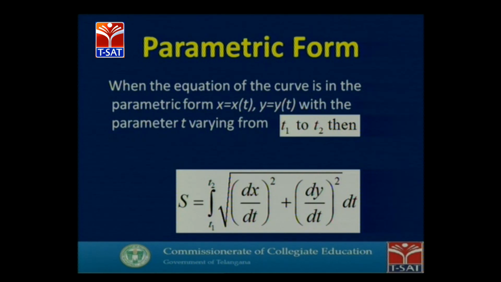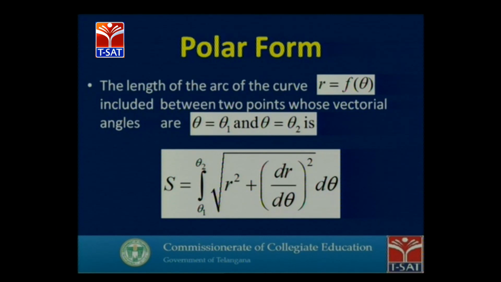So if the given equation is in the parametric form, we will find the length as s is equal to integral t1 to t2 under root of (dx by dt) whole square plus (dy by dt) whole square dt. Now suppose the equation is given in polar form, r is equal to f of theta, and theta varies from theta 1 to theta 2, then how to find the length of the curve?